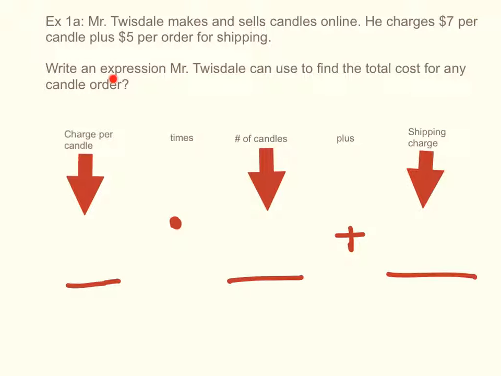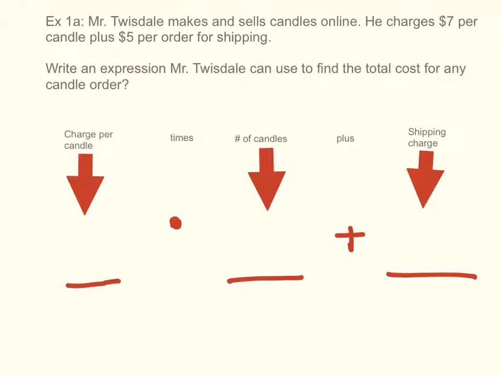Look here, write an expression. They do not want us to solve it. They just want us to write the expression, write the rule. What formula, what expression, what rule can I use to find the total cost for his order every single time, regardless of how many candles are ordered?